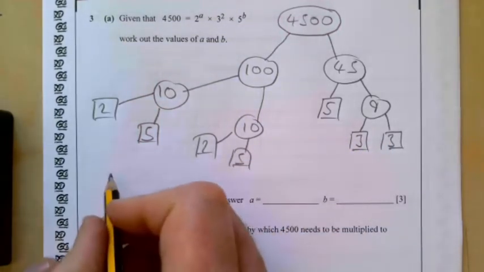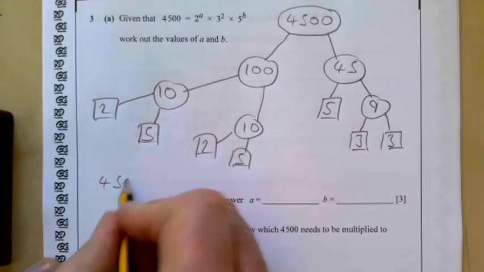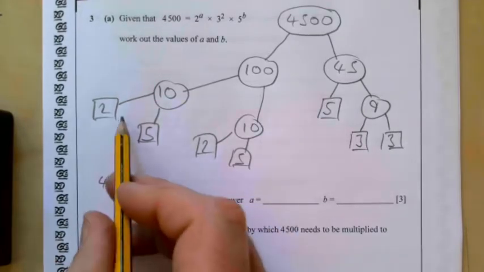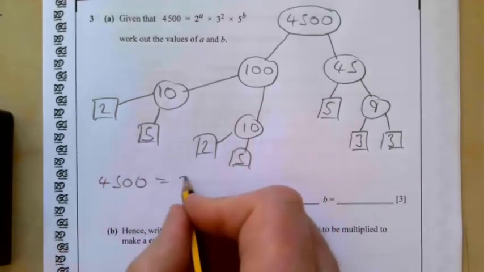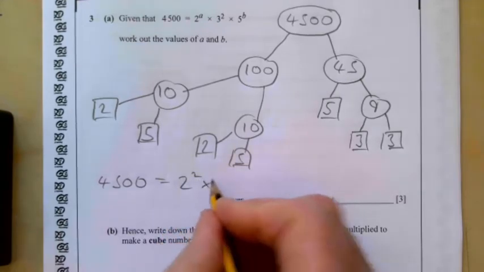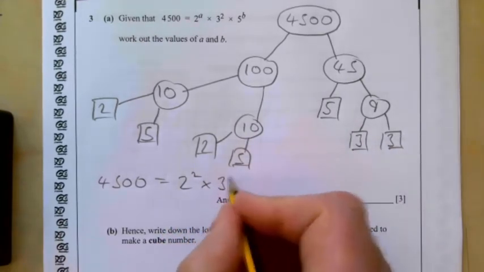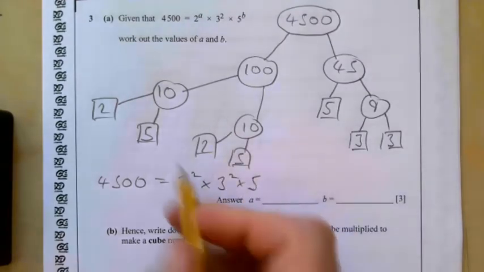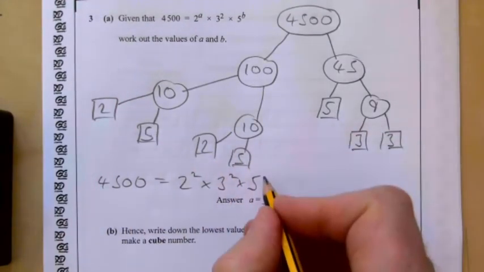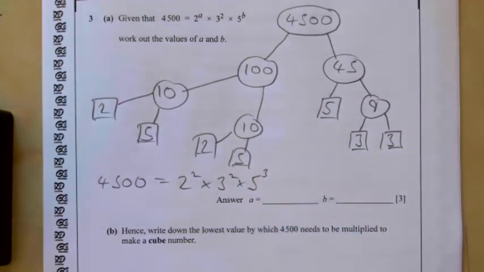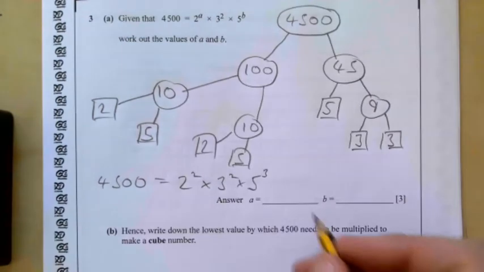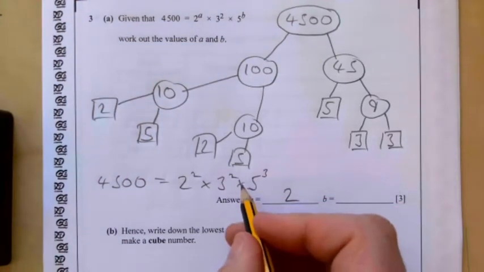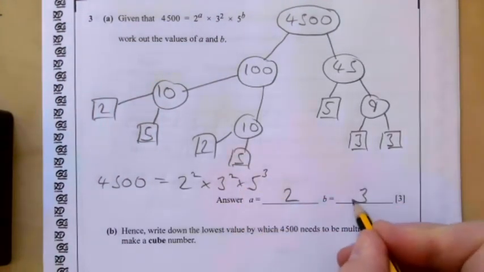So that means that 4,500 is actually equal to 2 times 2, so that's 2 squared, times 3 squared, which we had anyway, times 5. So many 5s, we have 1, 2, 3, so that's 5 to the power of 3. That means my answer for a must be 2, and my answer for b must be 3.